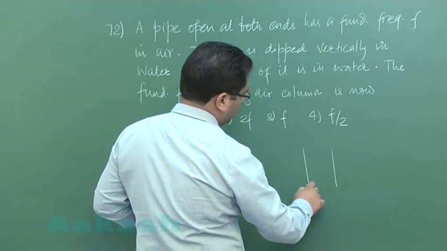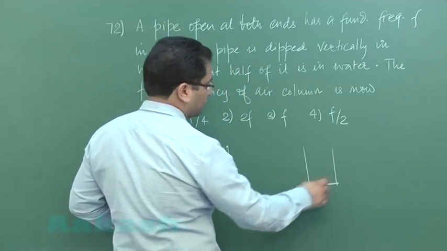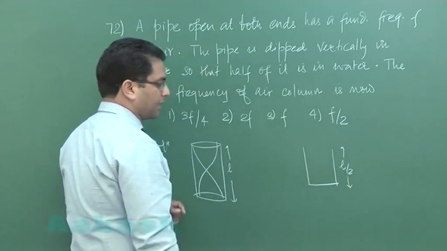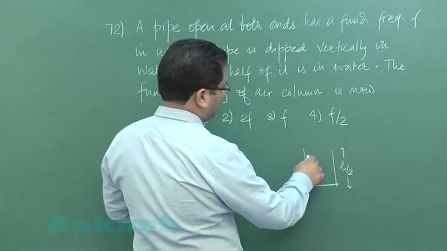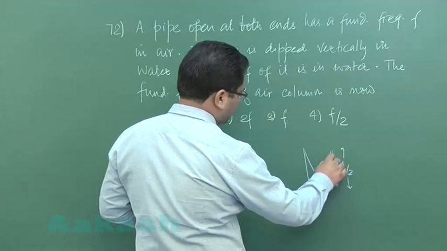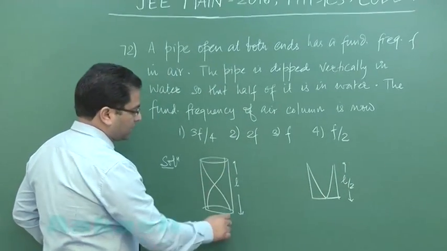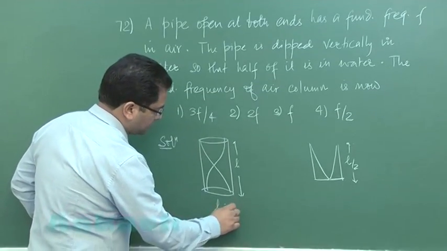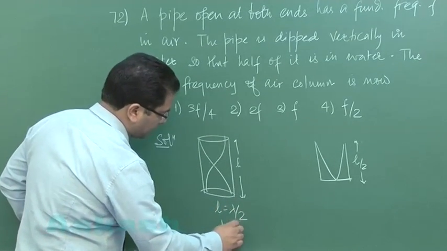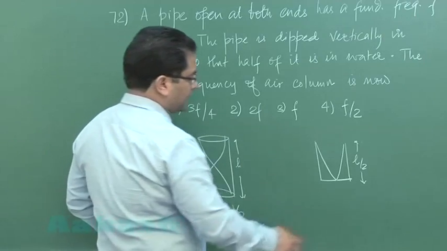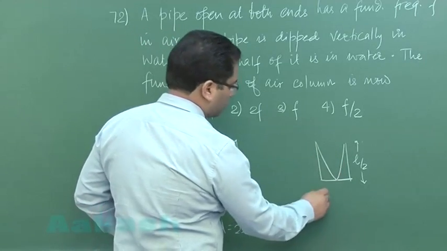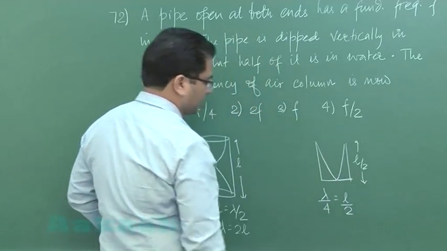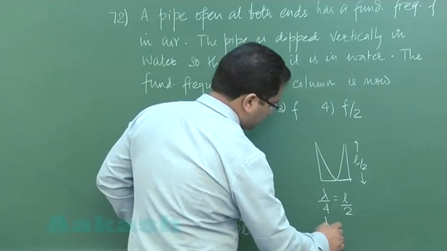It means now it would be a closed organ pipe, closed at one end, and length is L by 2. So we have to calculate the fundamental vibration frequency here. So out here you could see this is lambda by 4, lambda by 4. So L would be equals to lambda by 2. In other words, lambda is 2L. And here this is lambda by 4. So lambda by 4 is L by 2 here. And again lambda comes out to be 2L.